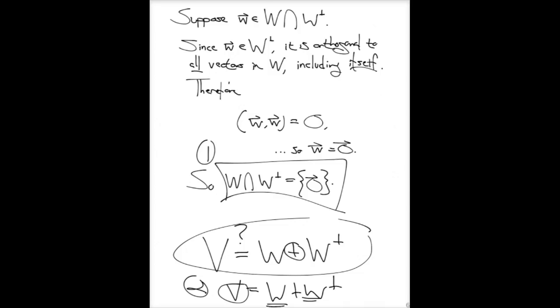We'll come back and show that and state the theorem, essentially that this is true, that V is the direct sum of any subspace W plus its orthogonal complement. And then we'll see a few examples.